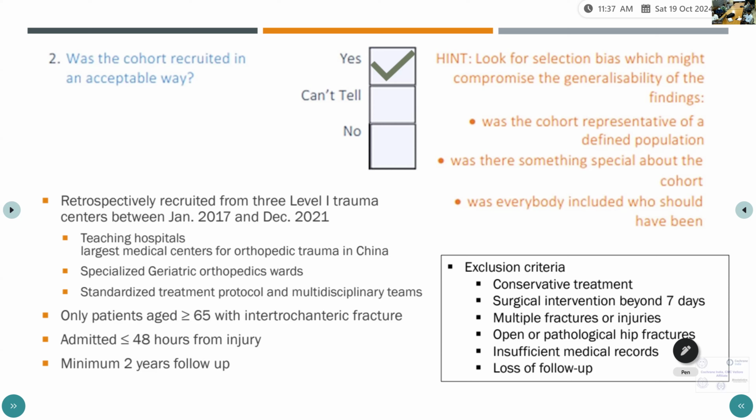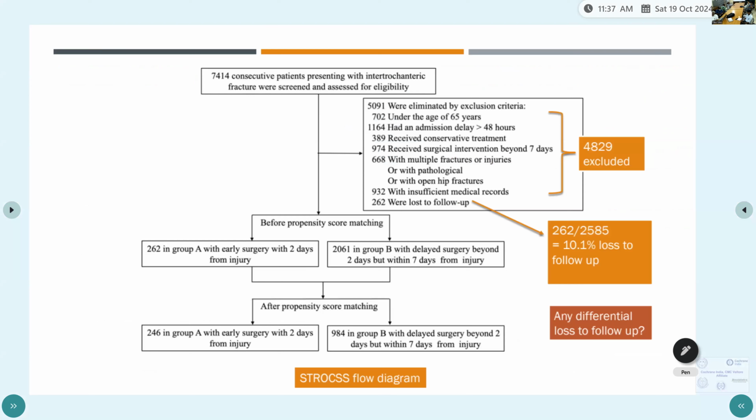So this again decreases the generalizability of the study, because in the real world, patients may not follow up for a 2-year period after their surgery. This is the STROBE diagram, or you may be familiar with the flow diagram for medical interventions for observational and cohort studies. The STROBE diagram is again for observational studies, but for surgical patients.